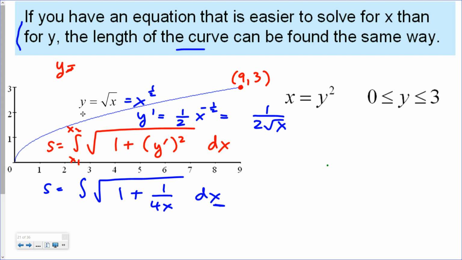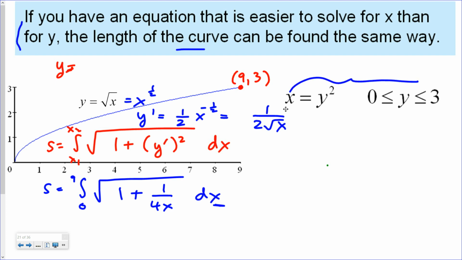So go look at my curve. What's my smallest x value? 0. What's my largest x value, or the x value I want to find the length of? 9, okay? So guys, that is going to be the length of this curve, meaning if I put a string on this curve and I took the string off, that's the length of my string. Arc length.